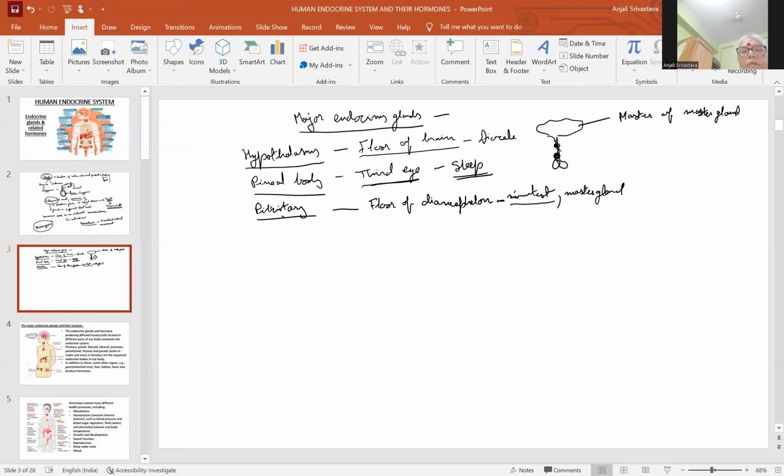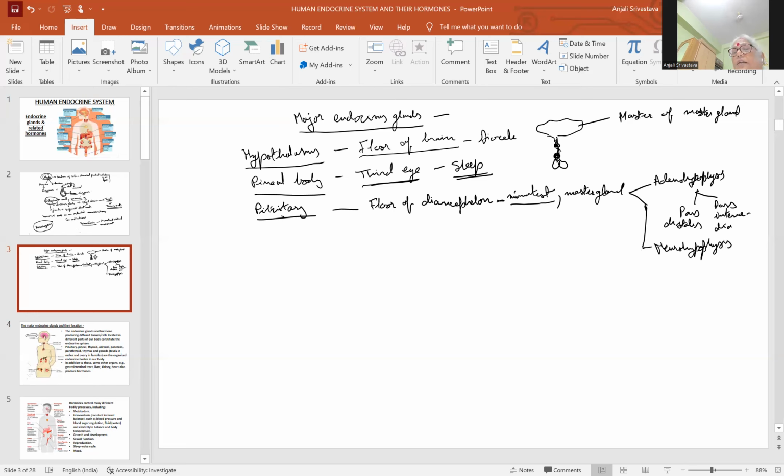This is the pituitary gland formed of two parts. The anterior part is called adenohypophysis. This is again formed of two parts, pars distalis and pars intermedia, an intermediate part between the anterior pituitary and posterior pituitary. And the second part, the posterior pituitary, is called neurohypophysis. We are not looking at histology.